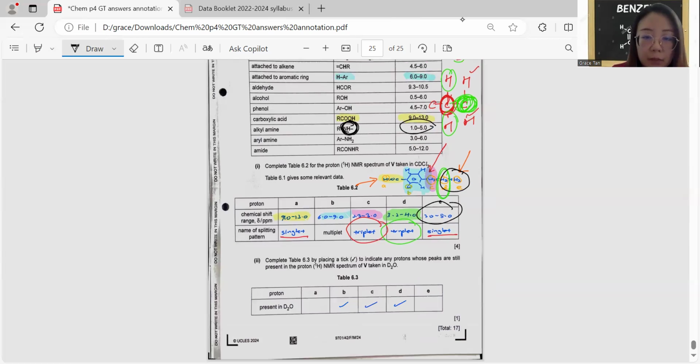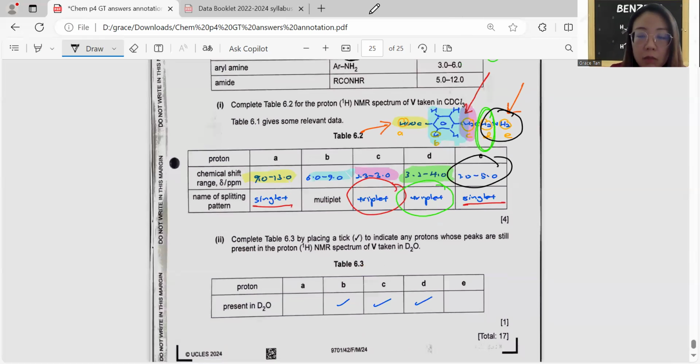Now, complete the table by placing a tick to indicate any proton whose peaks are still present in the proton spectrum after V is submerged into D2O. D2O will make the OH and NH signals disappear because of proton exchange. So the OH will disappear and the NH will also disappear, leaving only the middle three signals. They ask us to place a tick for protons whose peaks are still present. The middle three are still present, so I tick B, C, and D.